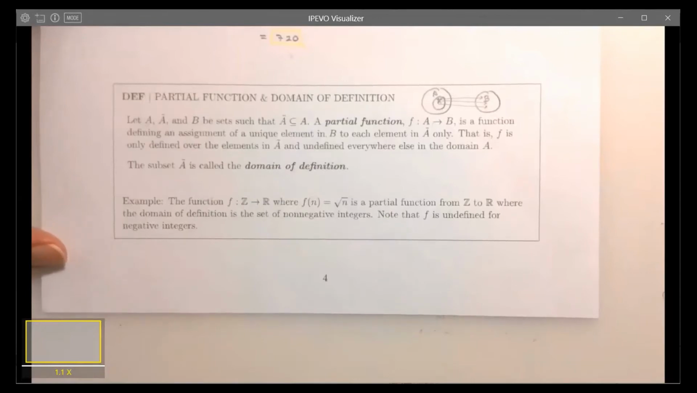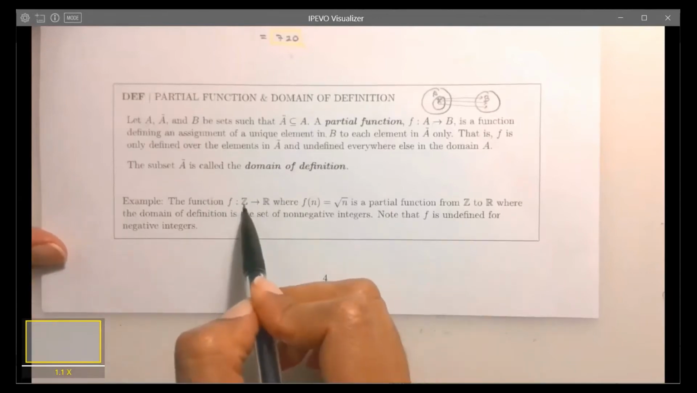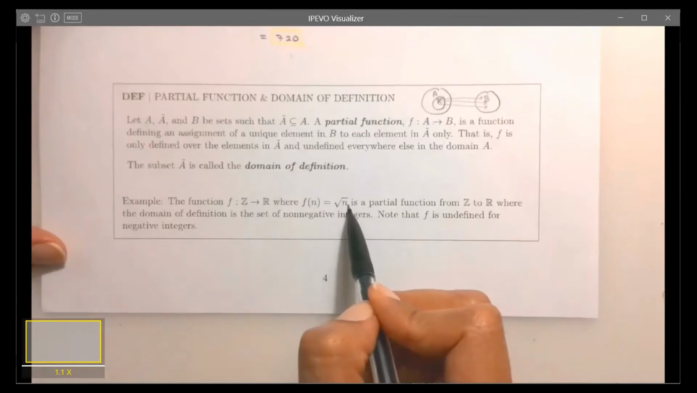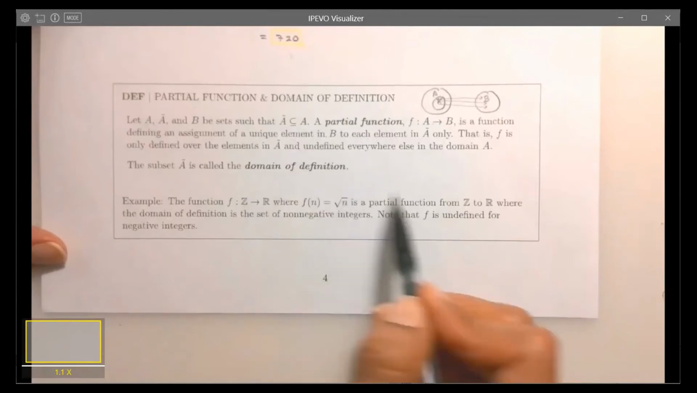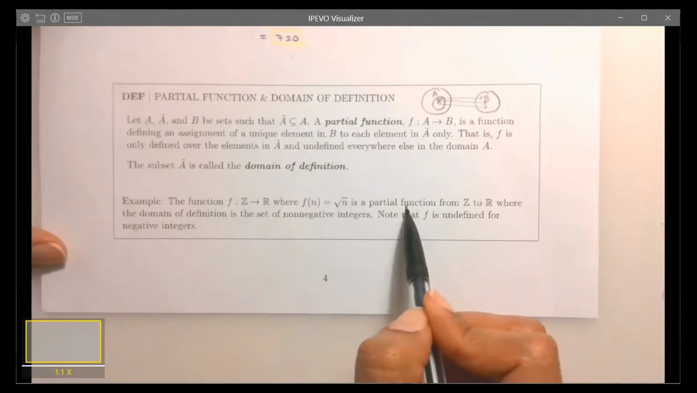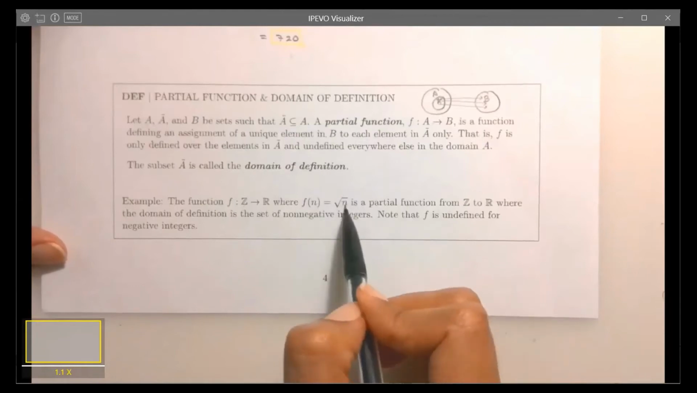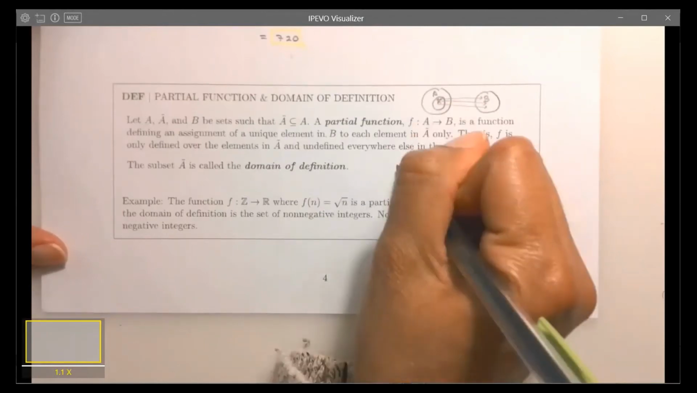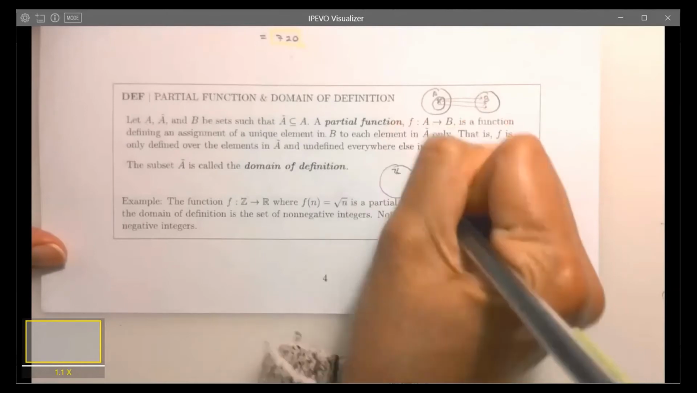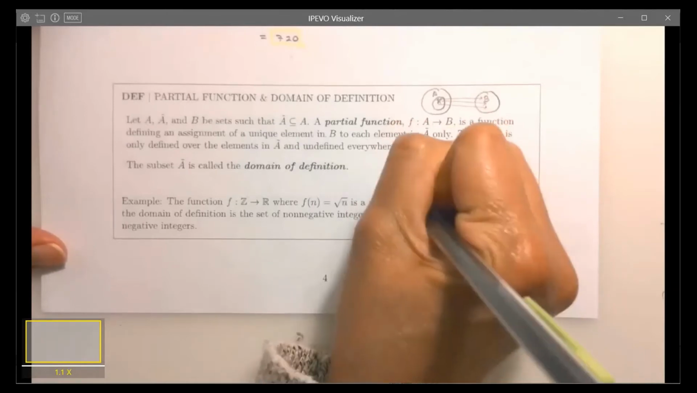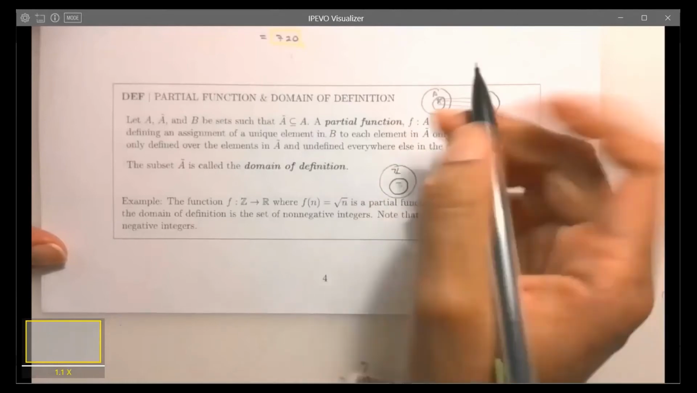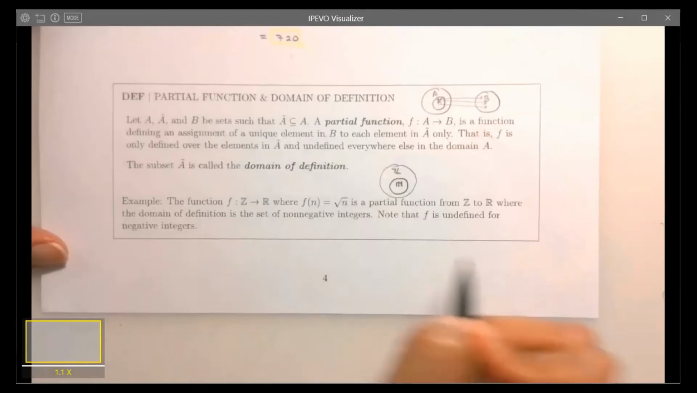Okay. So here's an example. If you have this function that maps from the integers to the real numbers and it's defined by the square root of n, so you're plugging in an integer and taking out a real number, that's considered to be a partial function because you cannot take the square root of negative integers. So that means our domain would be the integers, but our domain of definition would only be the positive integers or 0. So that would actually be the natural numbers. Okay. So the set of non-negative integers.